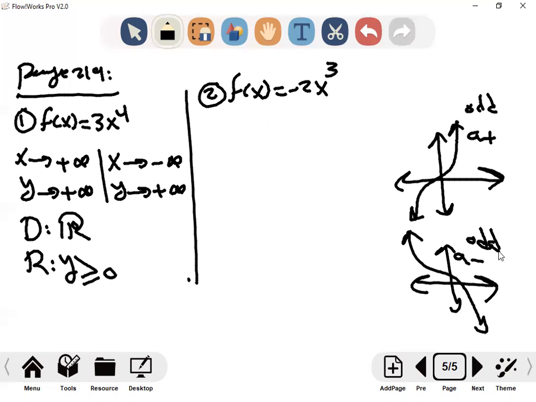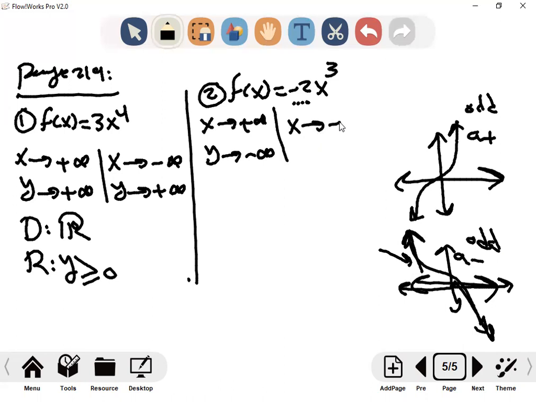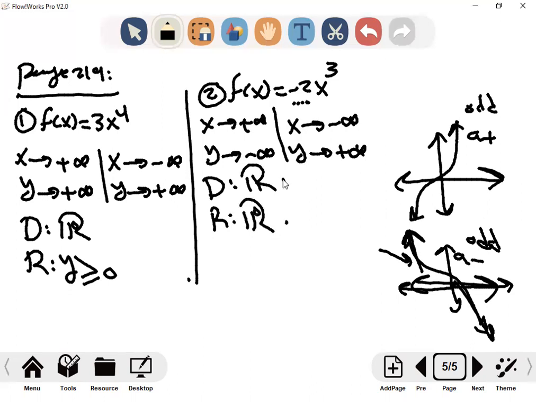Here A is negative, right? So I'm talking about this one. If x is positive infinity, y goes down to negative. If x is negative, y goes up to positive, the opposite of each other, right? So as x goes to positive infinity, y goes to negative infinity. As x goes to negative infinity, y goes to positive infinity, right? Domain is always R and the range is also R. It gives positive, gives negative, no problems.